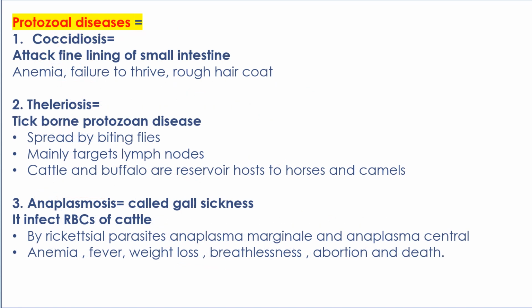Okay, so now we will talk about the protozoal diseases in the cattle. First of all, we will talk about coccidiosis. That is a protozoal disease that affects the fine lining of the small intestine, and you can see symptoms like anemia, failure to thrive, and a rough hair coat. Symptoms are not important, but you need to remember that this is a protozoal disease. That is the main important point, and also it affects the small intestine lining.